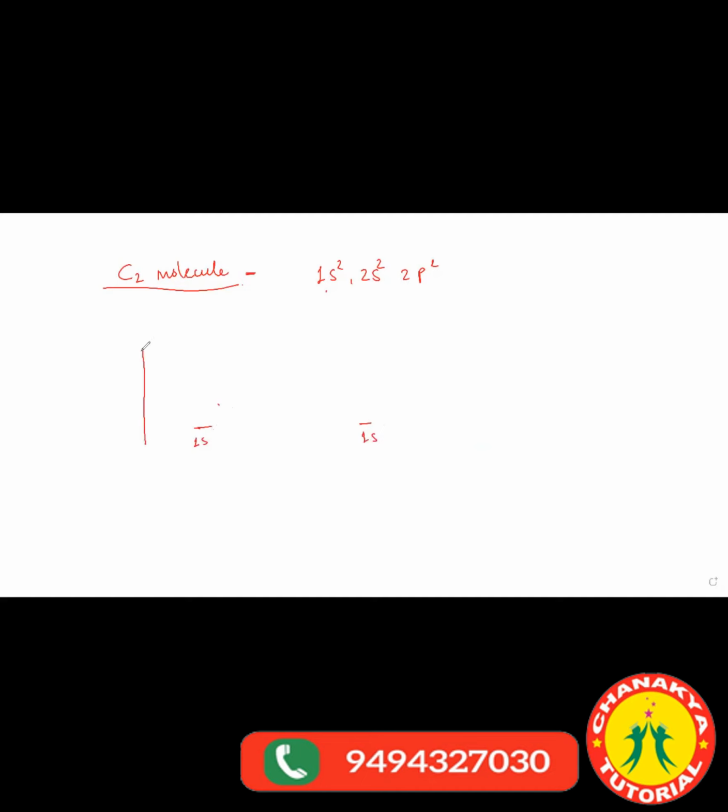This is the energy graph. These are the atomic orbitals. These are also atomic orbitals. And after mixing these two, you will get the molecular orbitals, right? So a molecular orbital would be here, and a molecular orbital would be here. When atomic orbitals are mixed together, you will get molecular orbitals. This would be sigma 1s. This is sigma star 1s, correct?